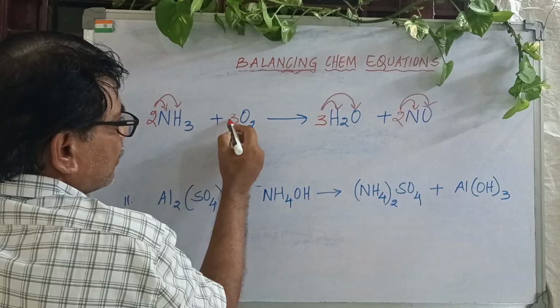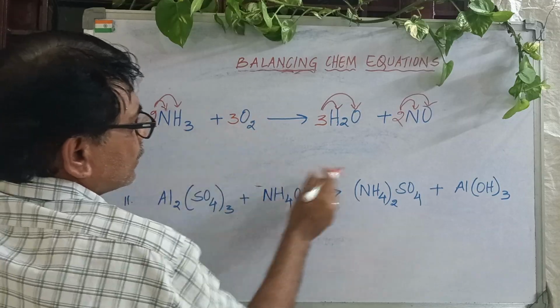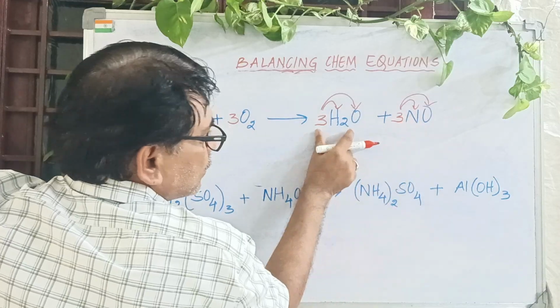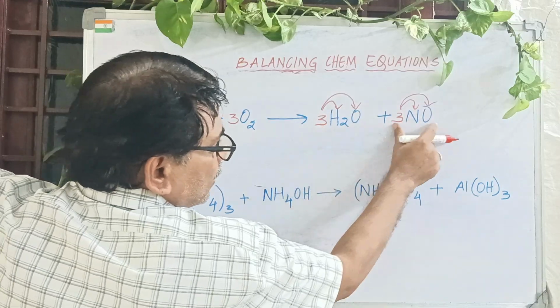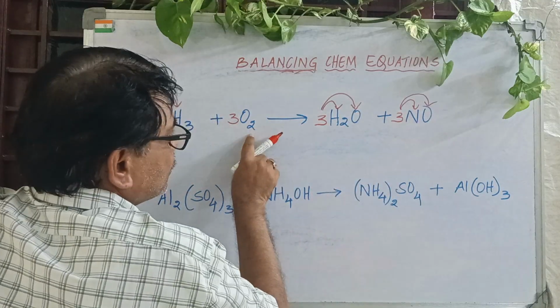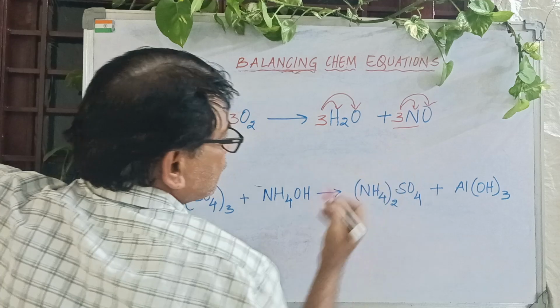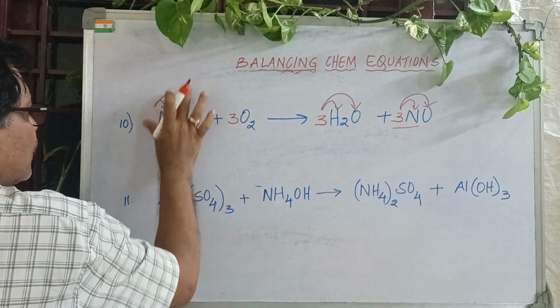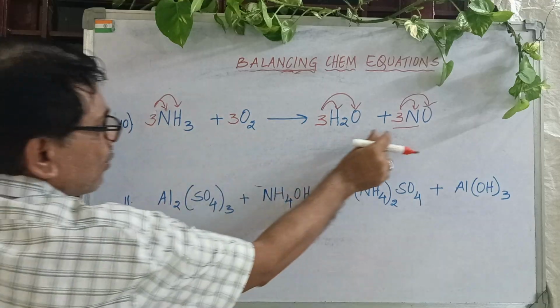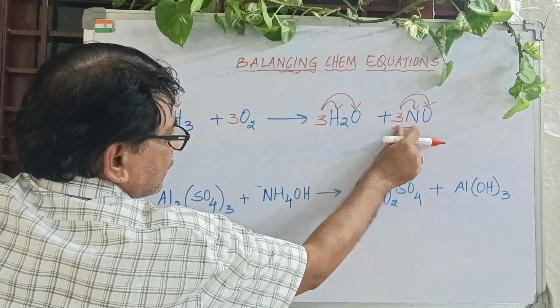So you take the next number 3. 3 2s are 6. So no option, you have to change this into 3, because see, oxygen 3 plus 3, 6. So 3 2s are 6. With this, what happened to nitrogens? They have become 3. So put here 3. Nitrogens are 3.